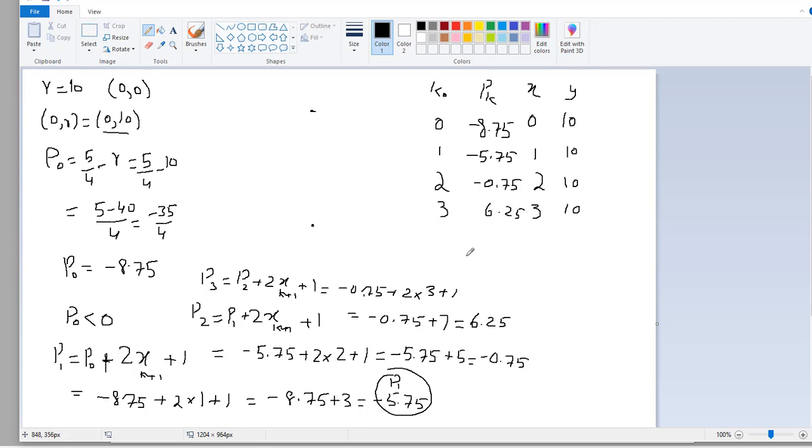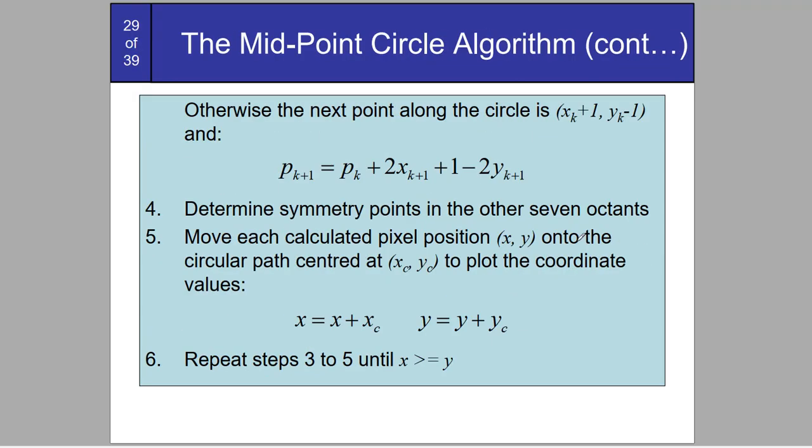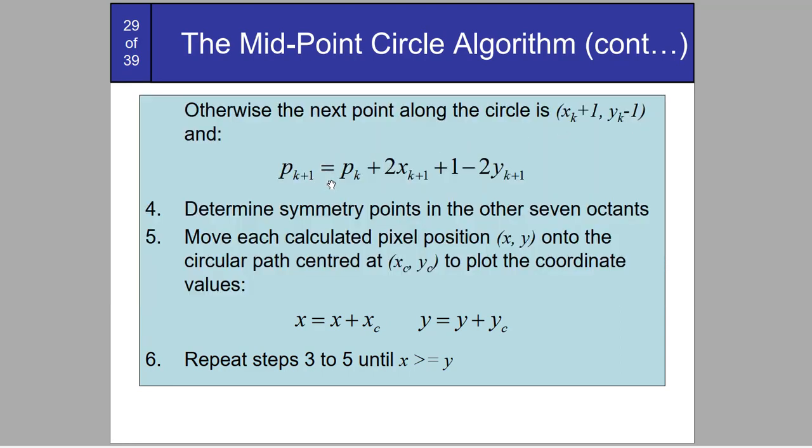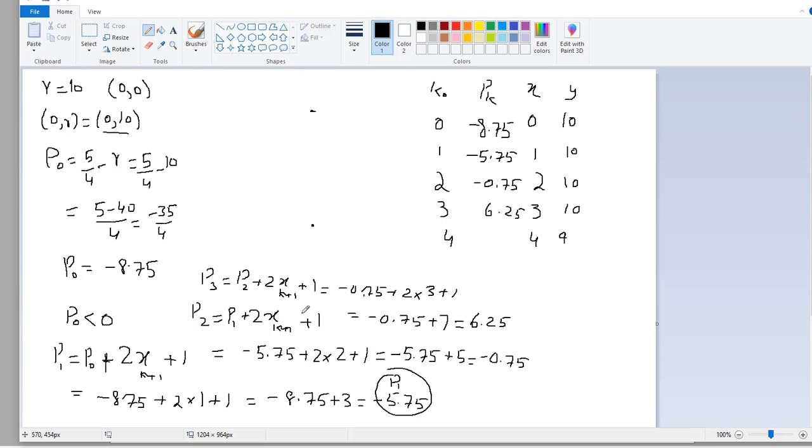Now we have a positive value. Because we have a positive value, for the next time we will decrease y as well. When we decrease this, we will also use the next value, so we will have minus 2 yk plus 1 additional. That is P4. We need to find P4.